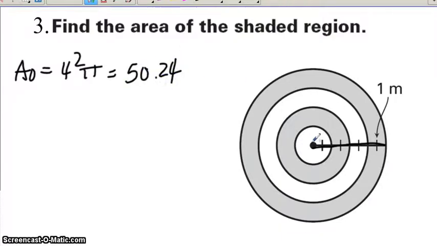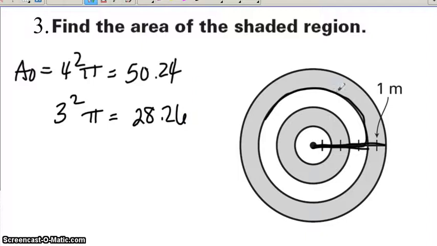Then I'm going to find the area of the circle from here to here, the first white circle. So that is 3 of these. So that's 3 squared pi, and that is 28.26. But if you remember, it's an entire circle colored in minus this. So the first thing I'm going to do is subtract these, and we can do it all at the end.